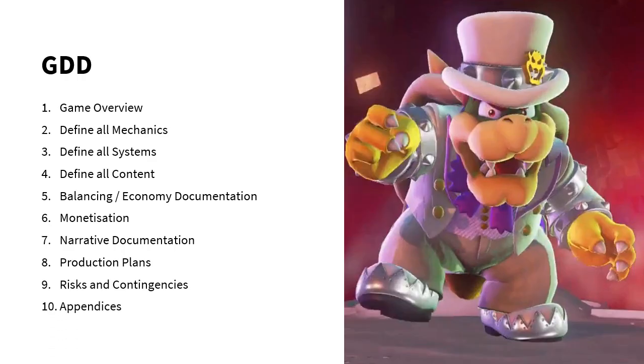And lastly, appendices. This covers things like your glossaries, your references, concept art. Basically if you've got a lot of technical terms, you might want to have a glossary which explains them all. For references, that's perhaps things like your competitor analysis of your key competitors and comparable titles, that type of thing.